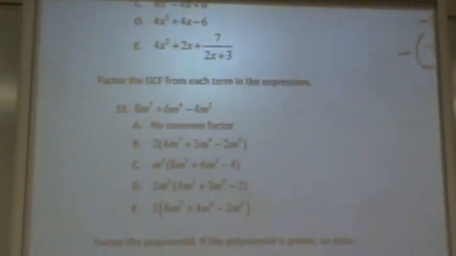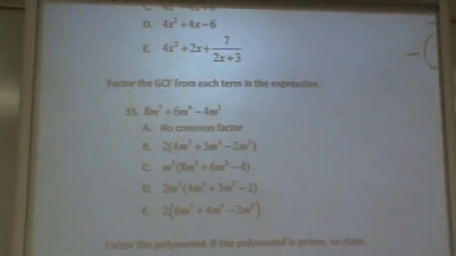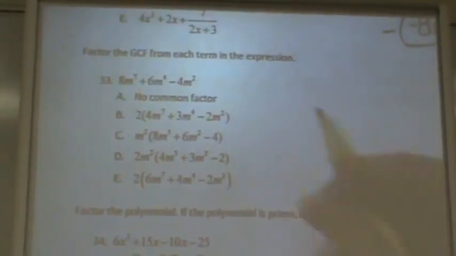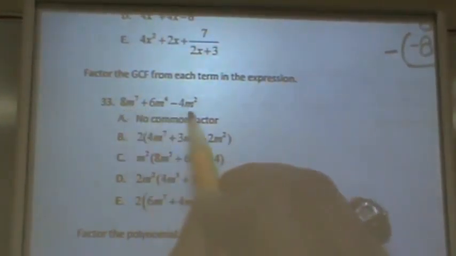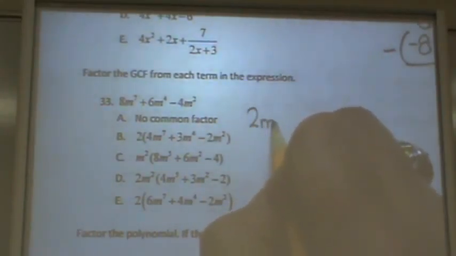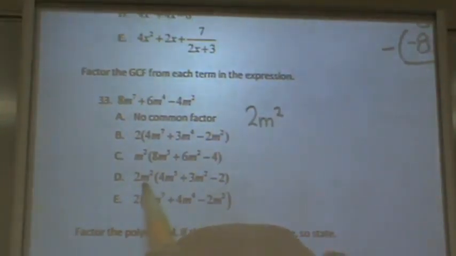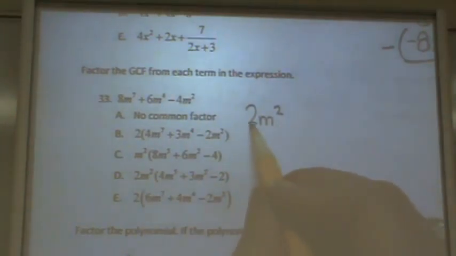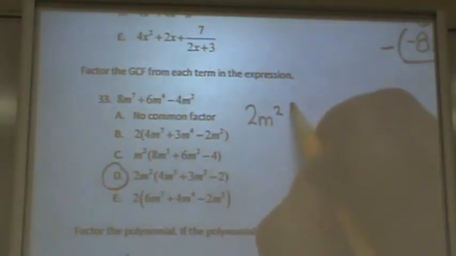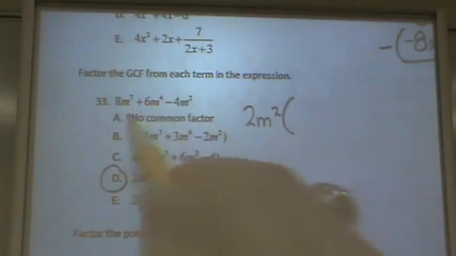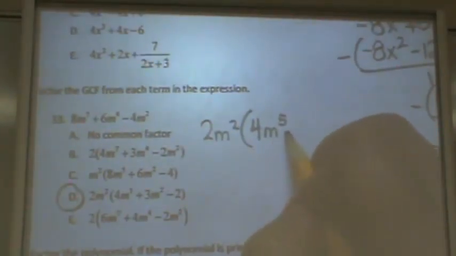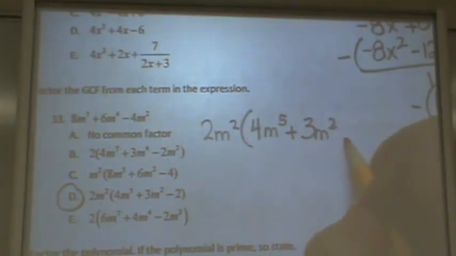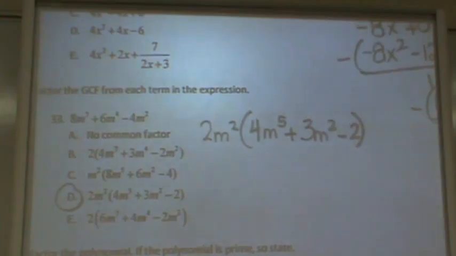Number 33. Factor the greatest common factor out of this trinomial. So what's common? I see a 2 that's common in an m squared. So 2m squared, and that would be D. D is your GCF. Now let's make sure it's correct. 2 goes into 8 4 times with 5 m's. Looks like we're on the right track. And then 3 times m squared, and then minus 2. So it is correct.